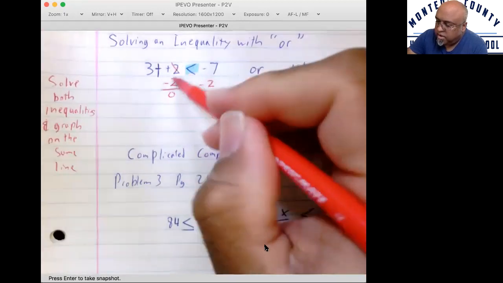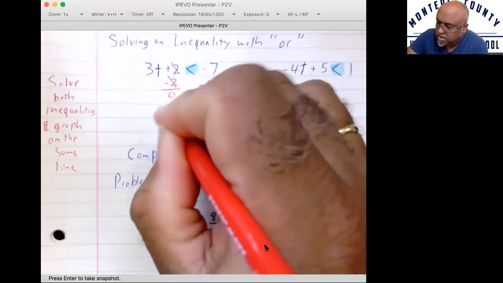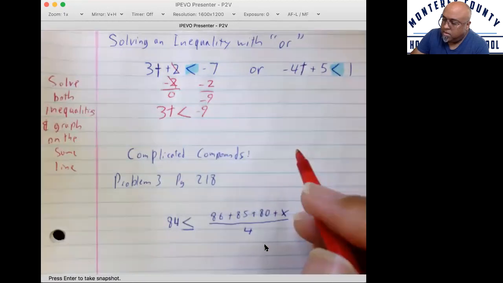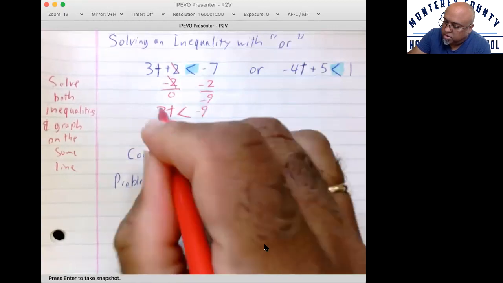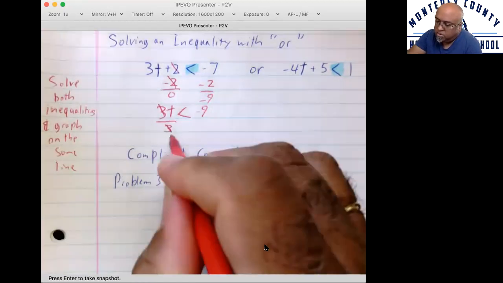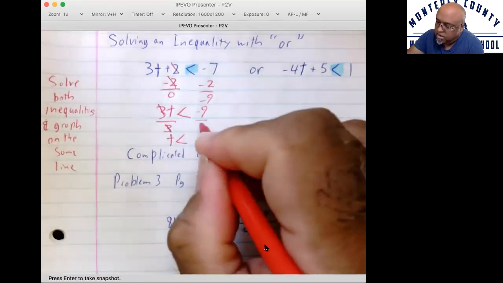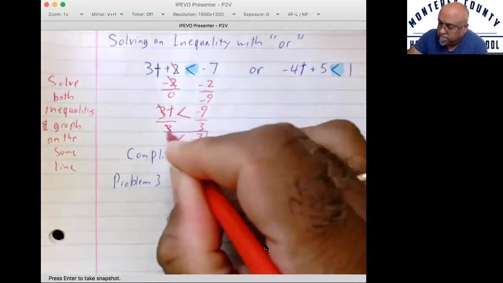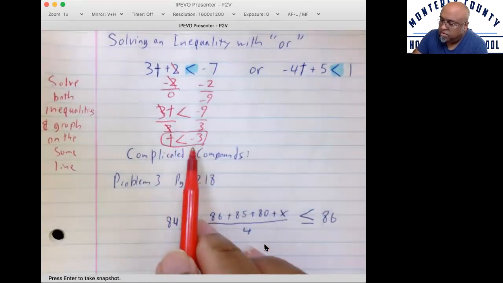On this one, the 2's cancel out, so they are gone. So let me write my next line here. I have 3t left here, and I have negative 9 there. Now I want to isolate using multiplication or division. In this case, I have to unmultiply by using division. The 3's cancel out, leaving me with t. Now, IOB says to do it to both sides. So negative 9 divided by 3 is negative 3. So my solution is t is less than negative 3.